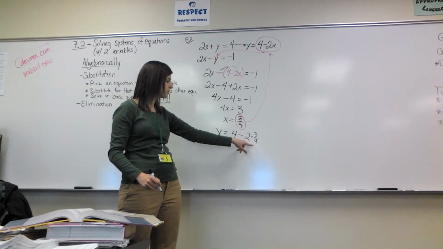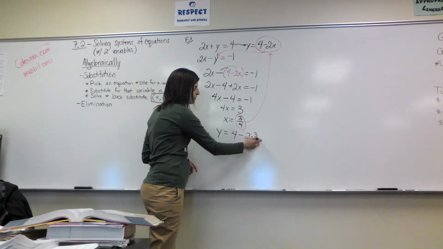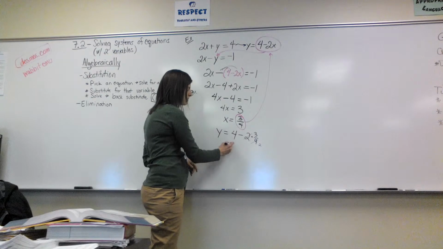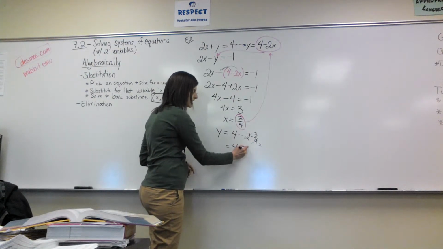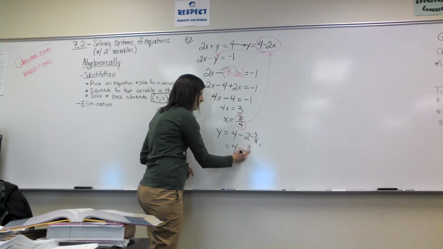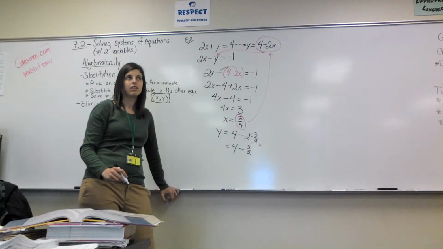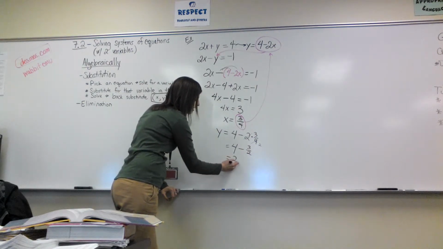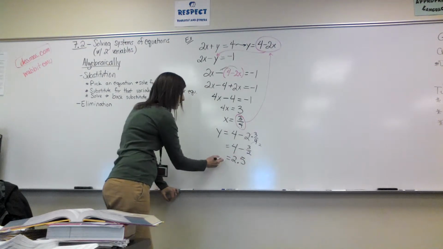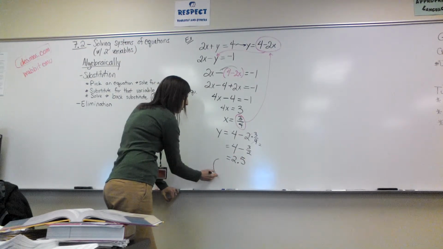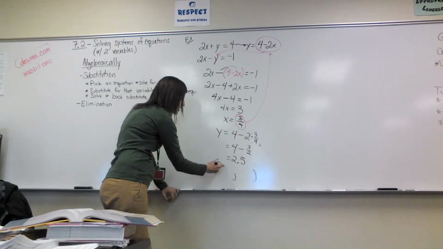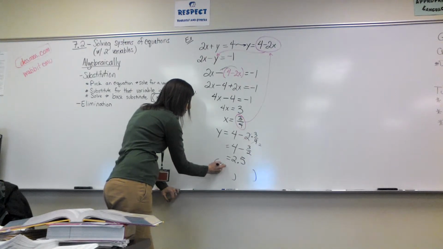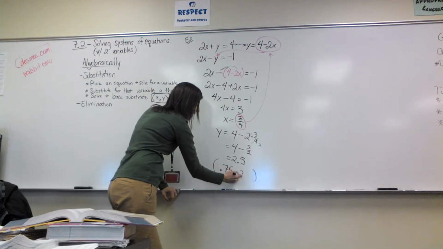So 2 times 3/4, I can reduce the 2 and the 4. It'd be 2 on the bottom. So I really have 4 minus 3/2, which is 1.5. So 2.5. Very good. That's y. All right, so your ordered pair, your solution, is 3/4, which is 0.75, and 2.5.